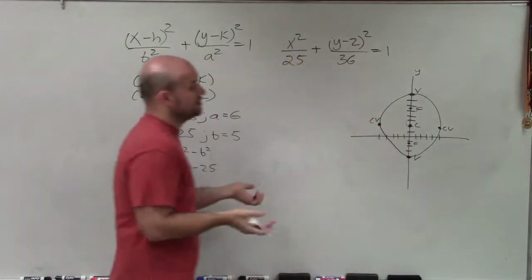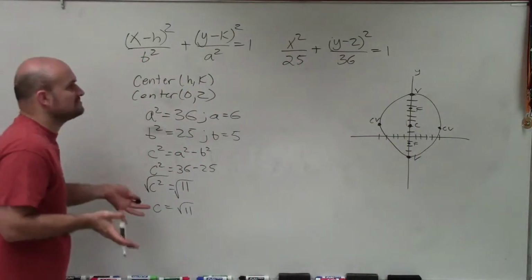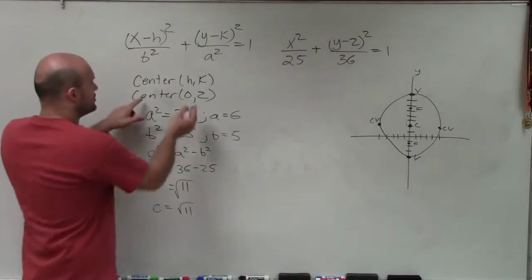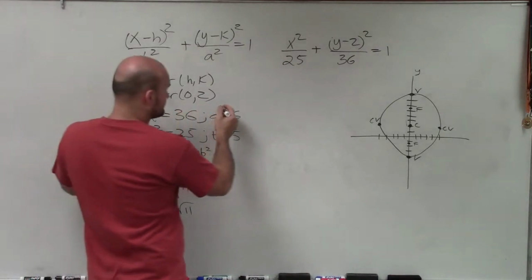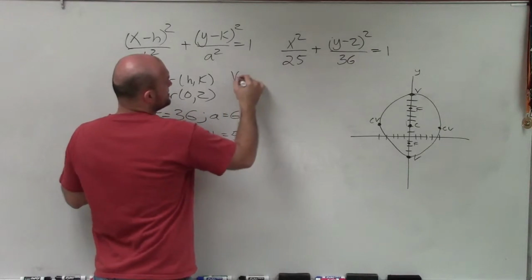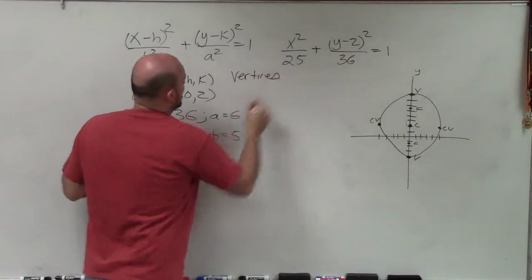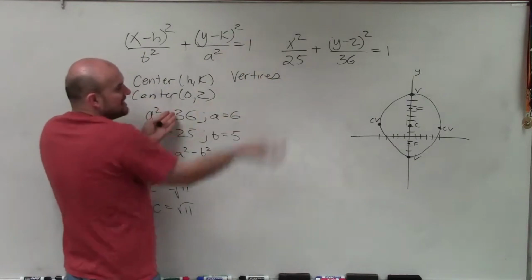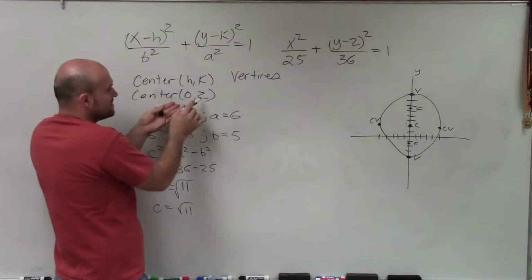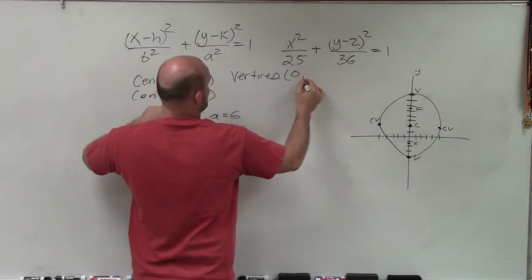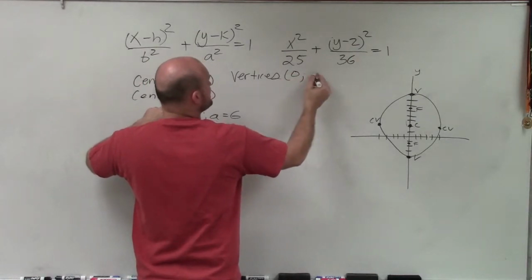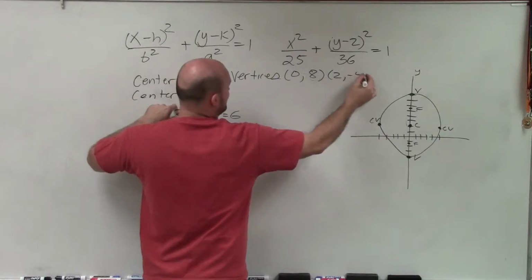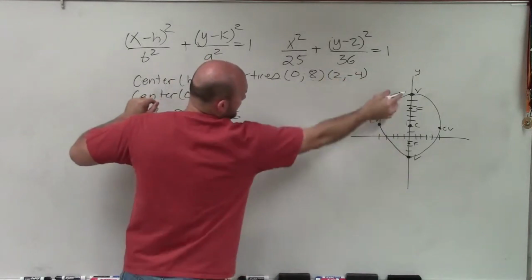Okay, so there you go, ladies and gentlemen. That's how you graph it. A lot of times they do want you to at least identify the vertices, the foci, and the center. So we know the center is at 0, 2. Remember, the vertices have the exact same x-coordinate. They're just up and down 6 units from the center. So my vertices are going to be 0, 2 plus 6, which would be 8, and 2 minus 6, which would be negative 4, which you can verify on my 2 vertices.